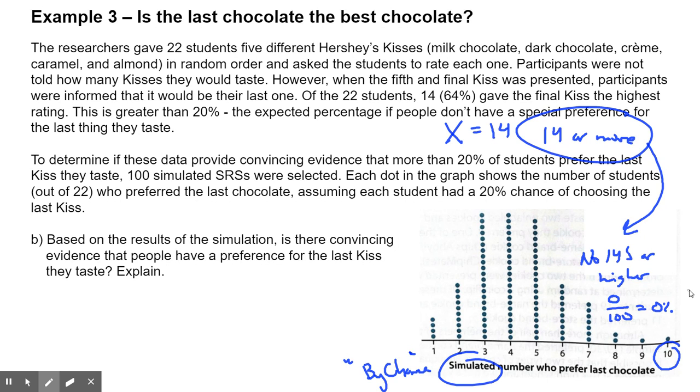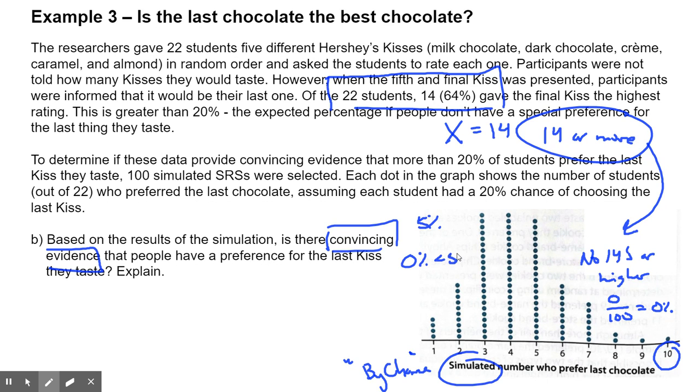So it just doesn't happen by chance. So the fact that it did happen, the fact that 14 of the 22 did pick the final kiss, means that these people really do like the last thing they taste. There is convincing evidence. So again, remember, when we talk about convincing evidence, we're looking to compare it to 5%.